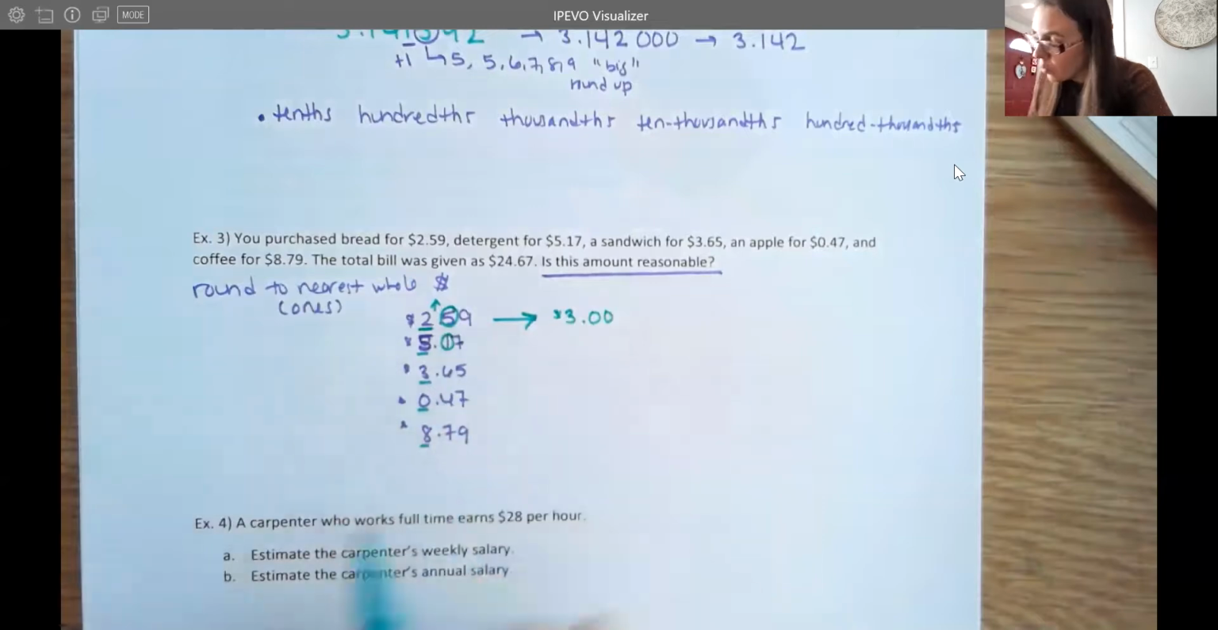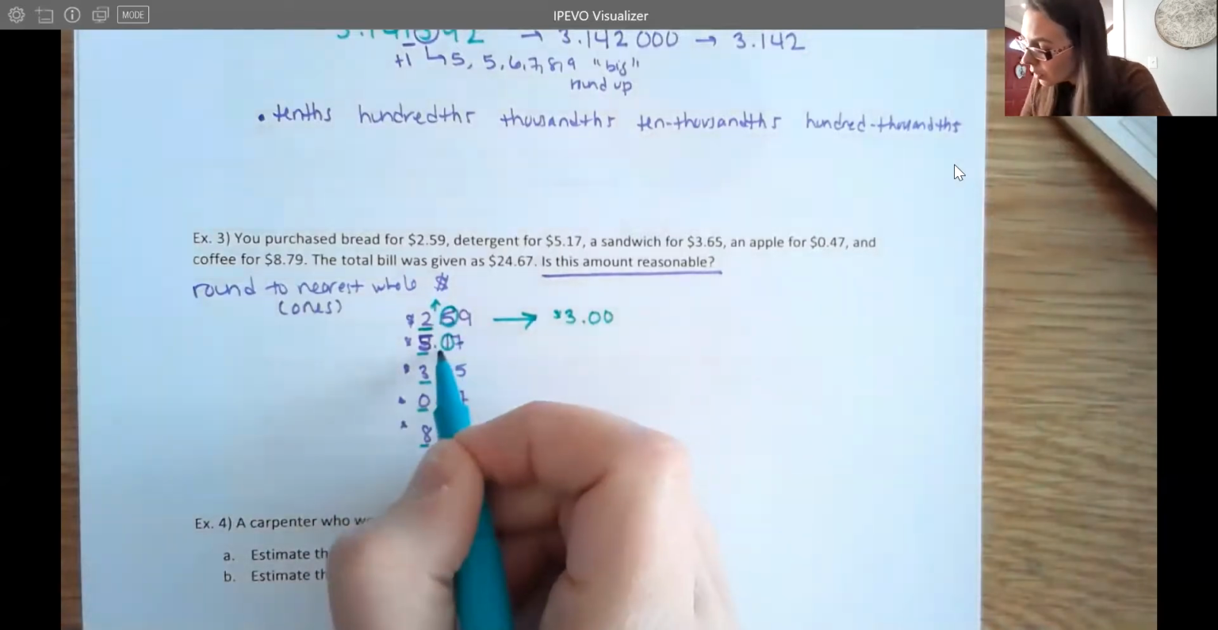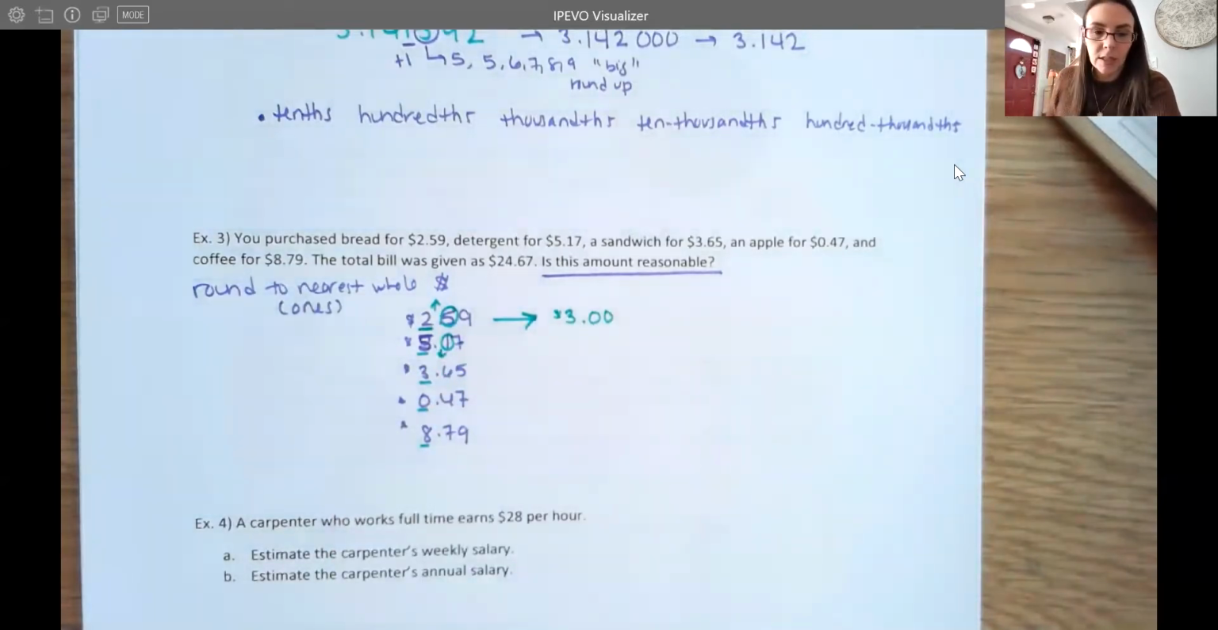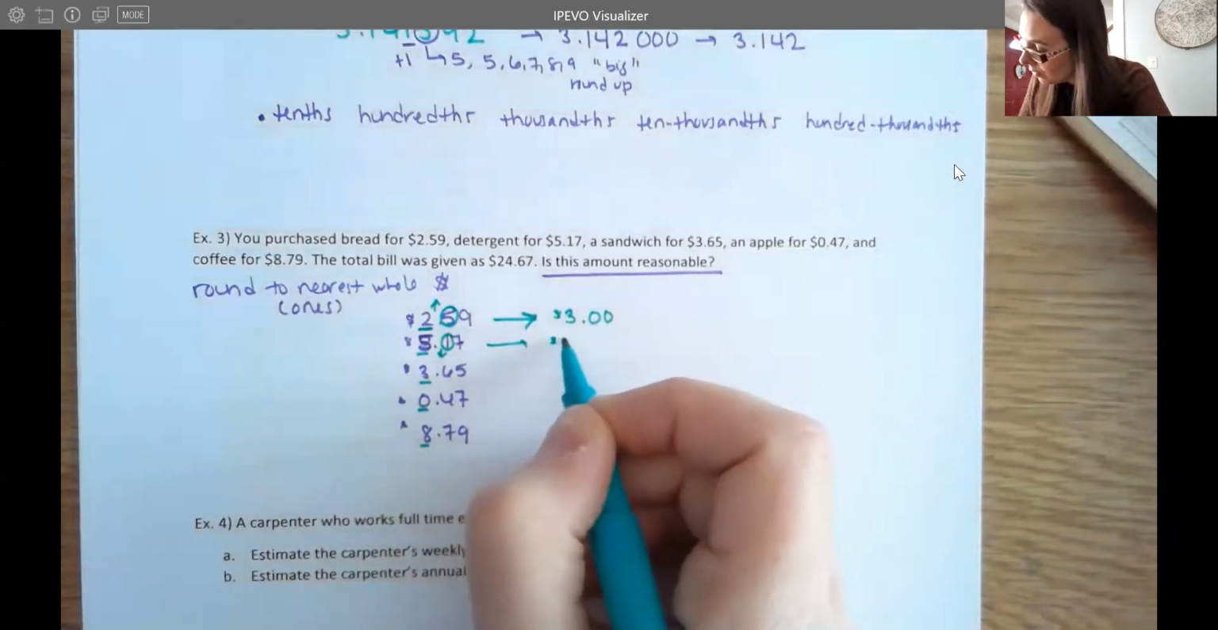Here, my next value is a 1. This is small, so I'm just going to put a little arrow to note that it's small. So that 5 is going to stay. So this is about $5.